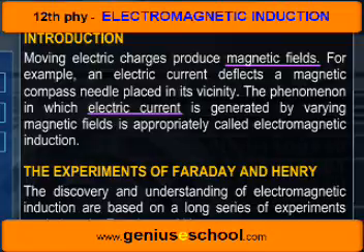Moving electric charges produce magnetic fields. For example, an electric current deflects a magnetic compass needle placed in its vicinity. The phenomenon in which electric current is generated by a varying magnetic field is appropriately called electromagnetic induction.